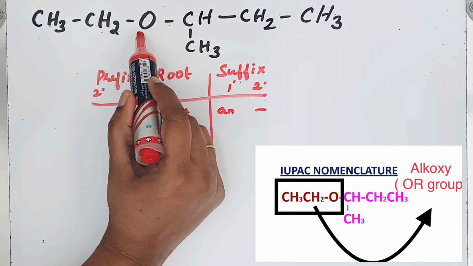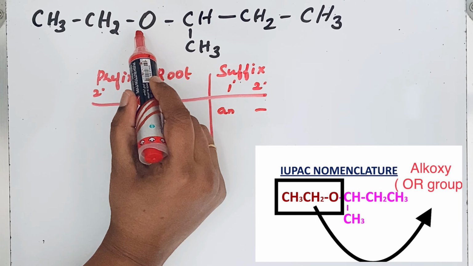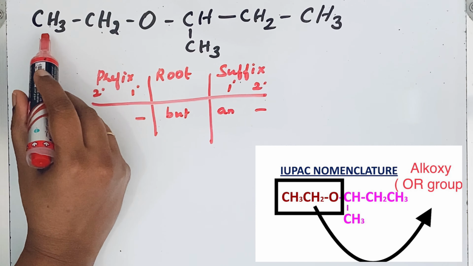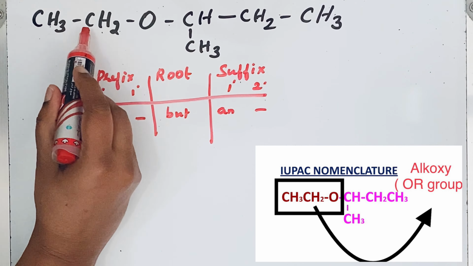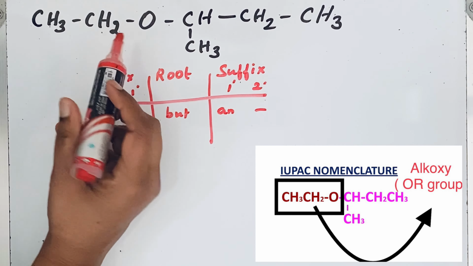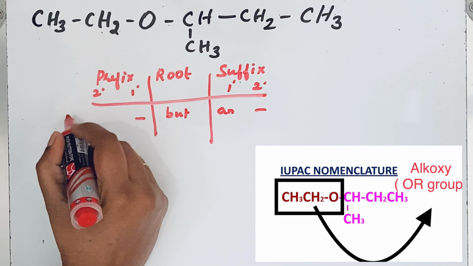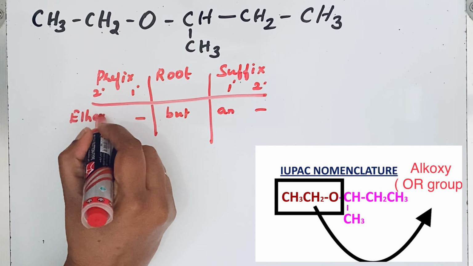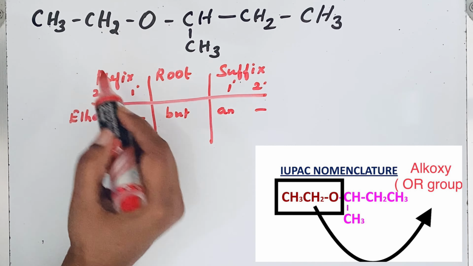This ether is considered as a prefix substituent. We can give the numbering like 1, 2, so only 2 carbon atoms are present. So this is given as ethoxy. The word is derived from ethane: ethoxy.